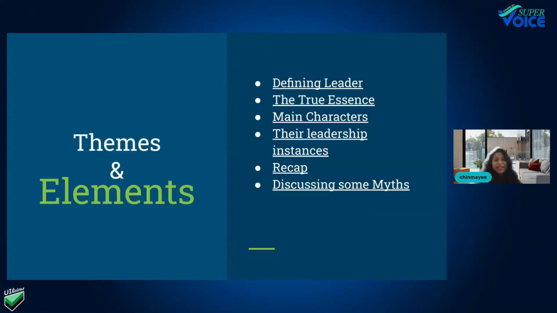So the themes and elements would be defining the leader. What is the true essence of the leader? What are the characteristics that make the leader stand out in the crowd? Who are the main characters in the presentation and what are their leadership instances? A quick recap to connect the dots, and then finally I would be concluding the presentation discussing some of the myths around leadership.